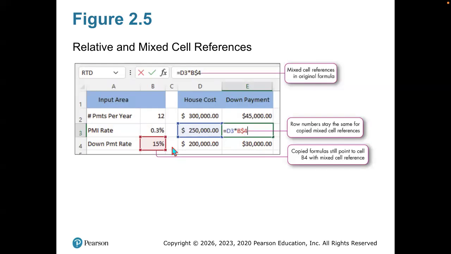And if it was a dollar sign with the B as well, so D3 asterisk dollar sign B dollar sign 4, and you did that, it would remain D3, the same thing that I just said. It would always be D3 times B4, this 15%. As you continue on and copy and paste the formula, it's always going to refer to B4.